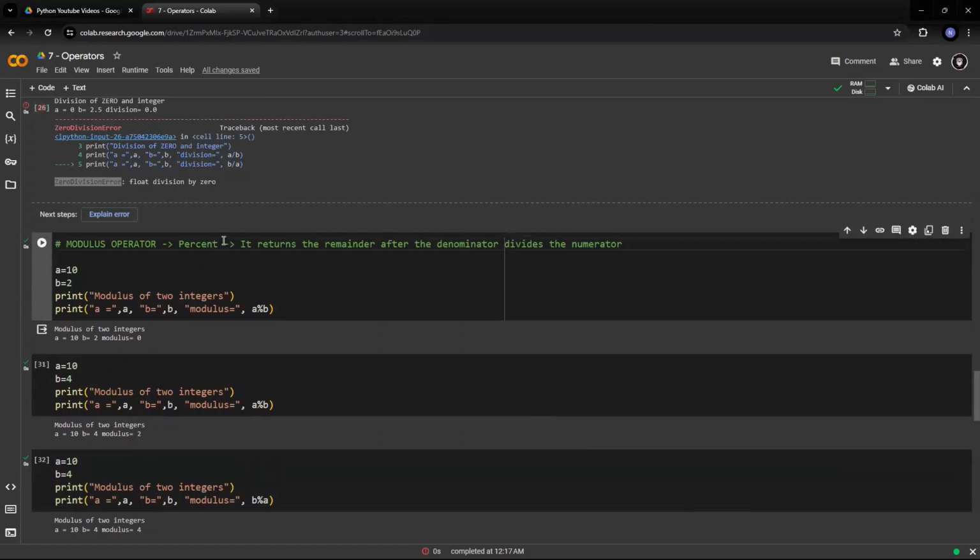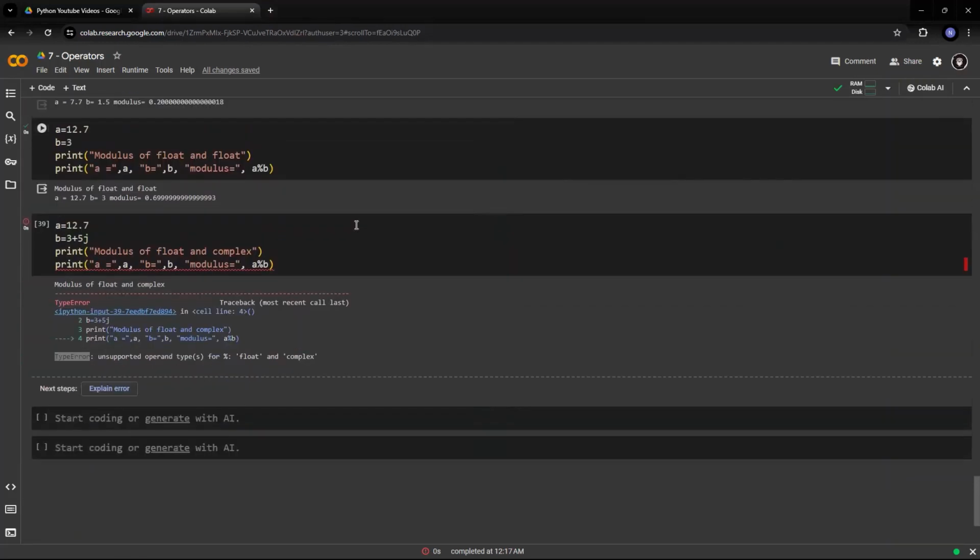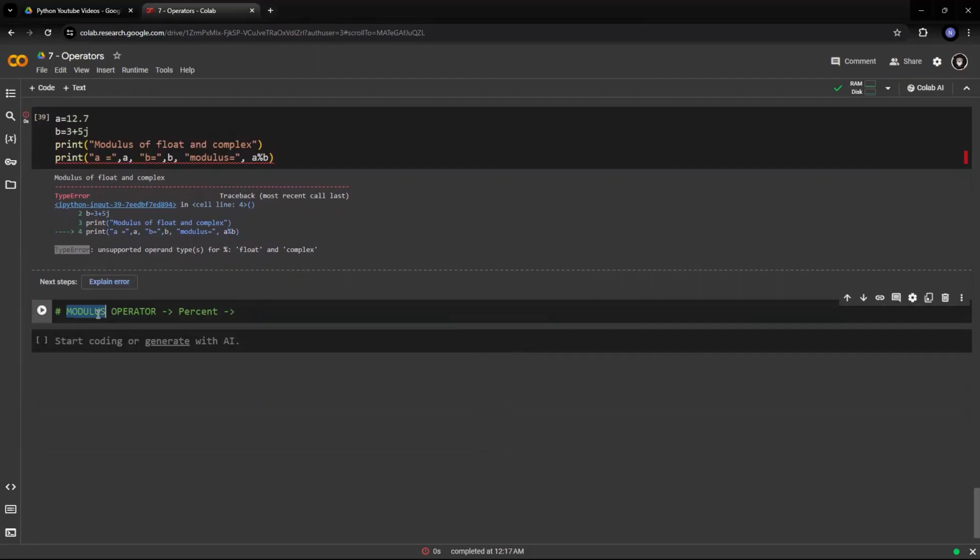Now let's move on to our next arithmetic operator, that is the exponent operator. This is usually defined by a double asterisk. When you say double asterisk, this is usually spelled as exponent operator or raise to operator. You can say exponent operator or raise to operator.